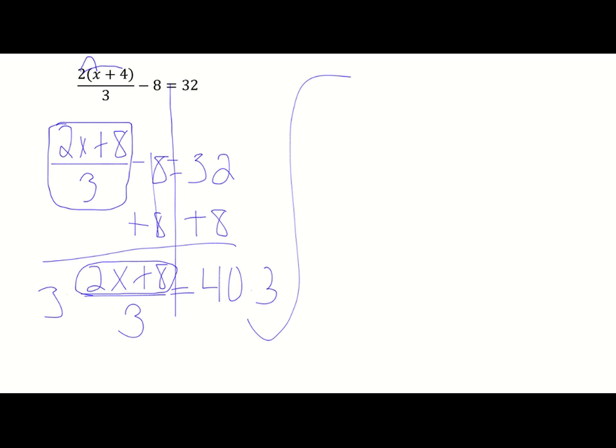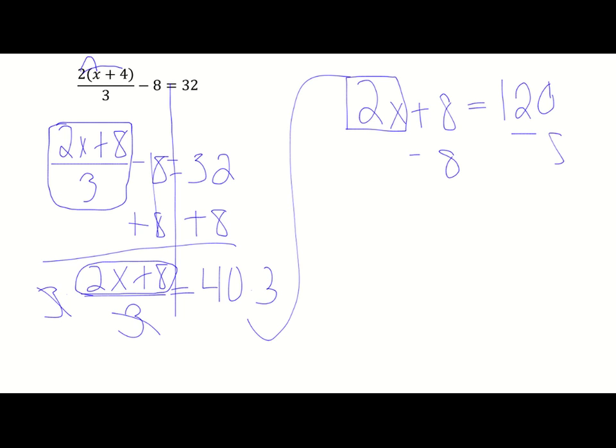When I multiply by 3 on both sides, on the left, division and multiplication of the same number cancel each other out. So I just have 2x plus 8. And on the right, 40 times 3 is 120. So we now have a two-step equation left to solve. We want 2x by itself, so we're going to subtract the 8 on both sides. And you can continue this line.